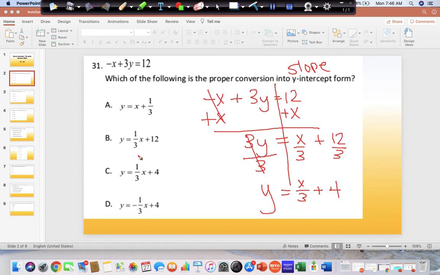Now, none of these answers say x divided by 3 plus 4, but when we divide something by 3, it is the exact same thing as multiplying by 1/3. So we could also write this as y equals 1/3 times x plus 4, which is answer choice C.